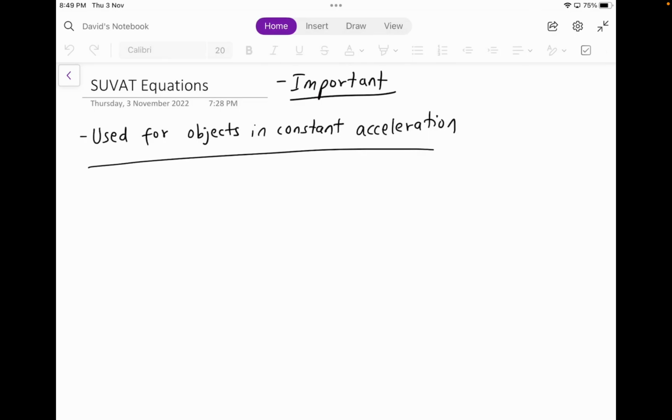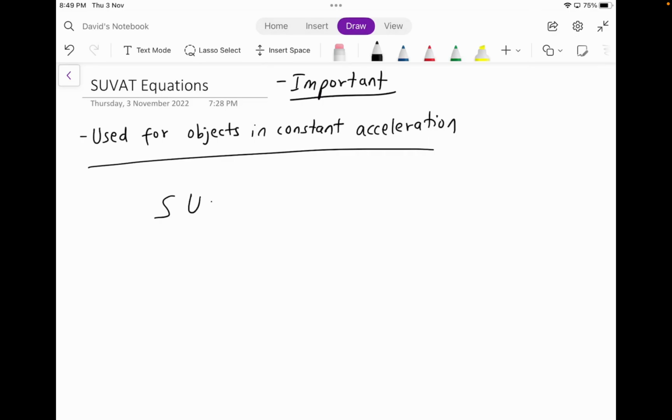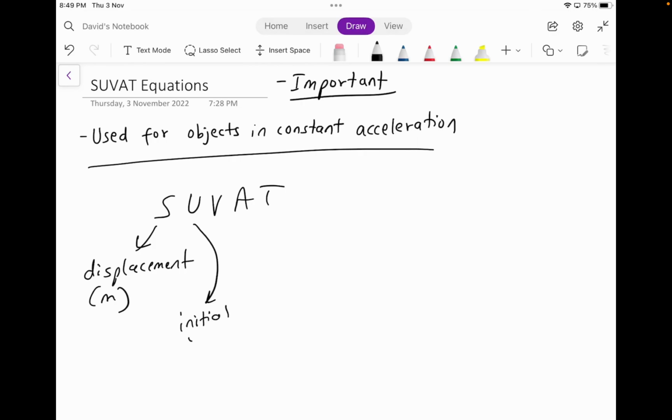So the word SUVAT equations just generally means, I'm just going to write it down, SUVAT, okay? Sorry guys. Okay, it's going to be called SUVAT. So now the S, now this is the most important part. The S stands for displacement. Now you have to know the value of what displacement is, and it is in meters. The U stands for initial velocity. Now initial velocity is in meters per second.